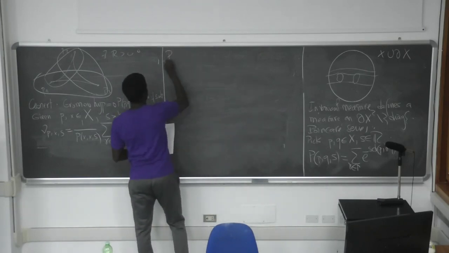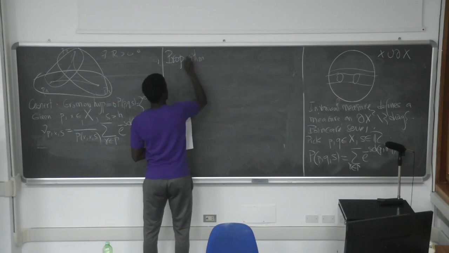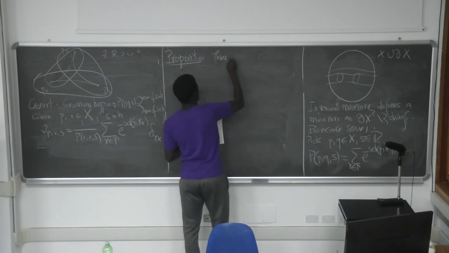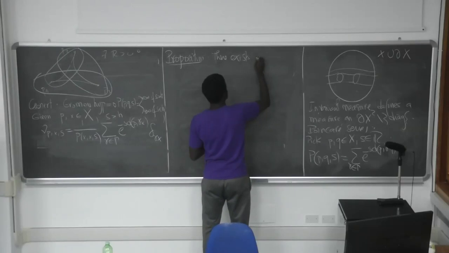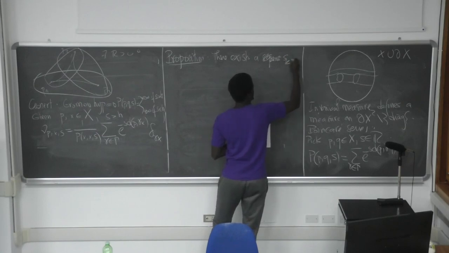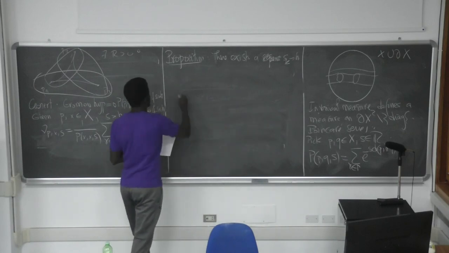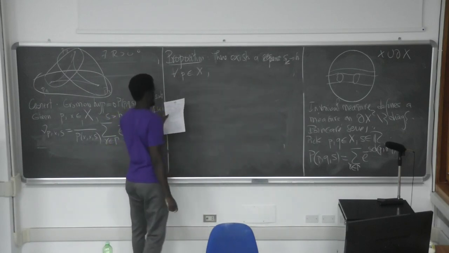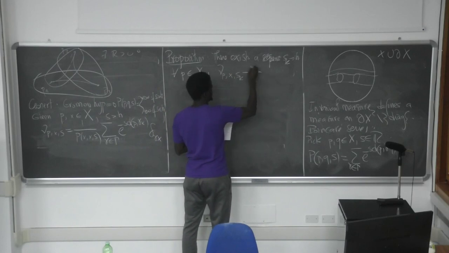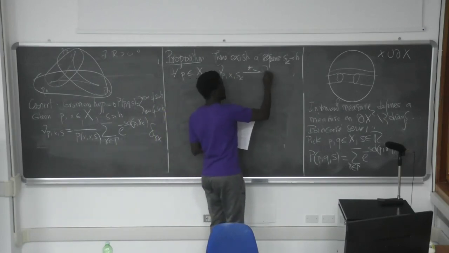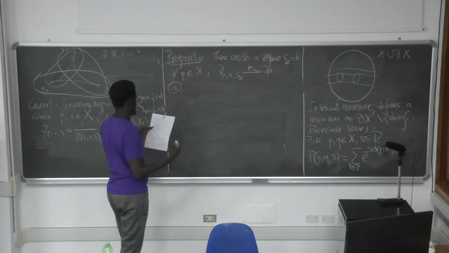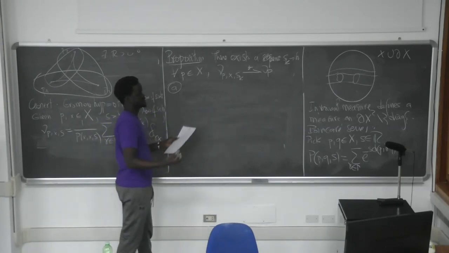But more precisely, we prove this proposition that there exists a sequence S_k converging to H such that for all p in X, nu_p^{S_k} is converging in the weak star topology to nu_p. And moreover, we have these three properties. These three properties are very important. Each of them tells you something about the measure we are going to build.